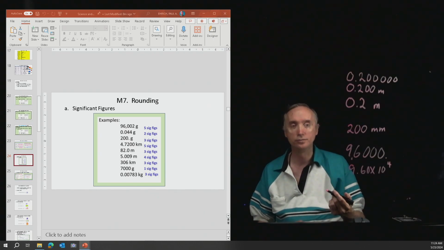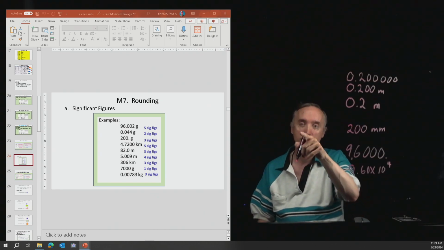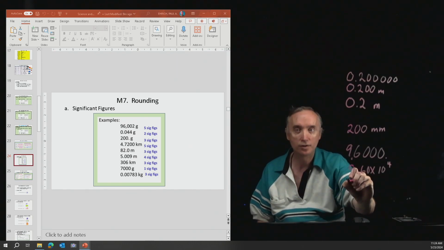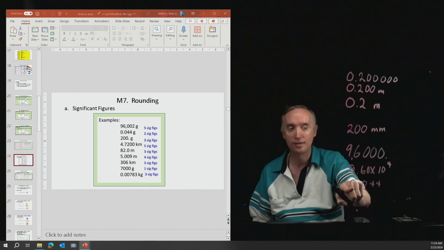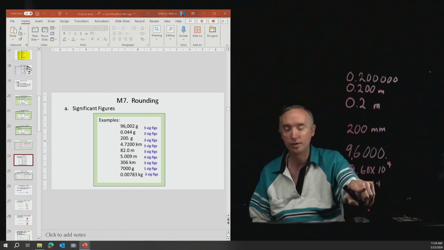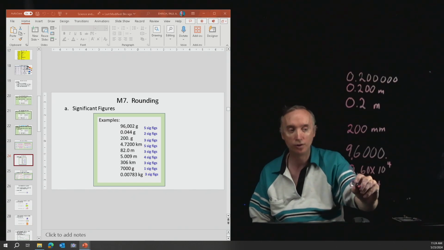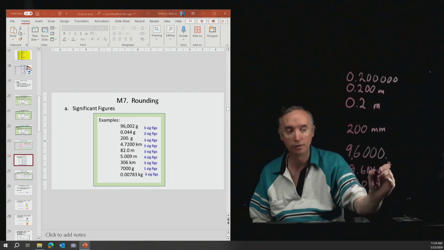Okay, what about if we go to the second one there, which is going to be 0.044. Now this one, this 0 here, is not going to be significant, because it's just holding the decimal point there. It's telling you where the decimal point is. This one is also not going to be significant, because we could write this thing in scientific notation as 4.4, and then it would be 1, 2.